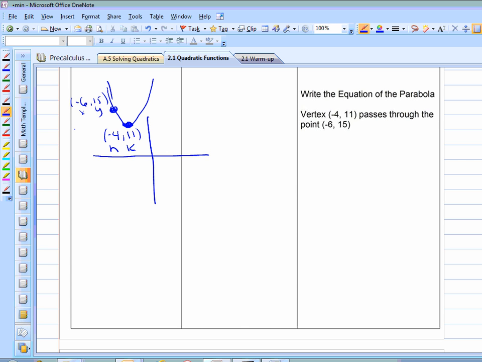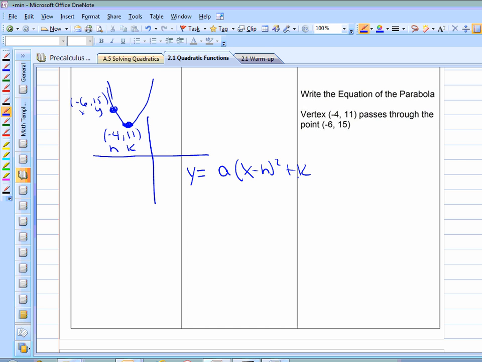The next thing we want to do is we really have to have that graphing vertex form, standard form of a parabola written down. And so let's go ahead and rewrite that. We know that should be y equals a(x minus h) squared plus k.